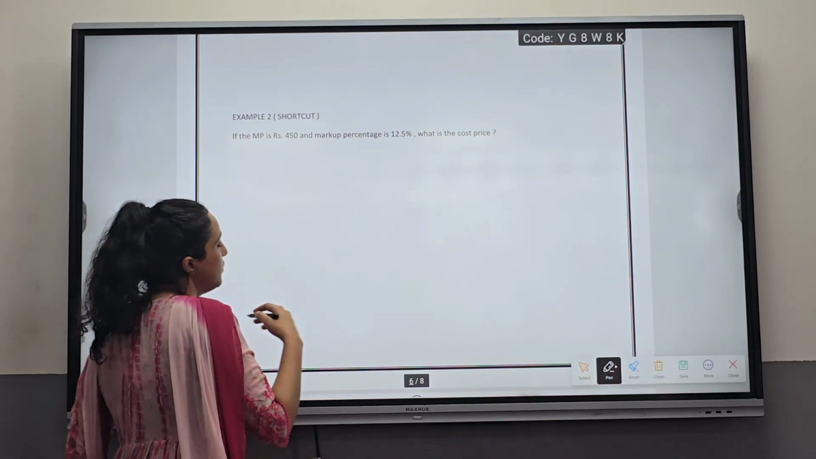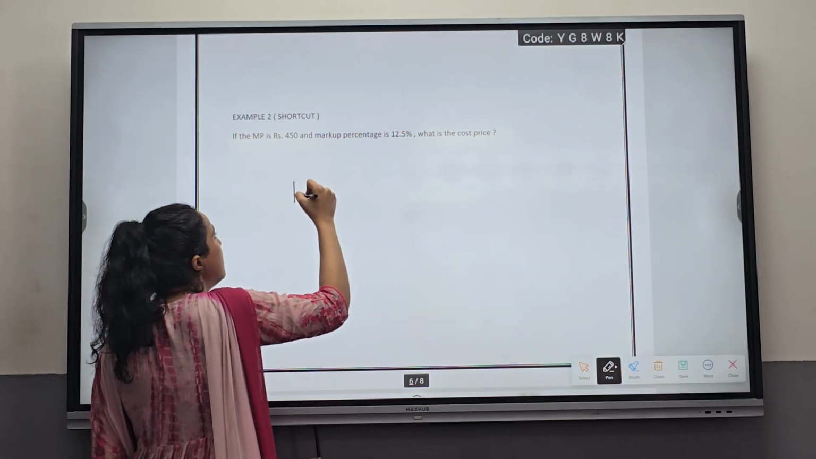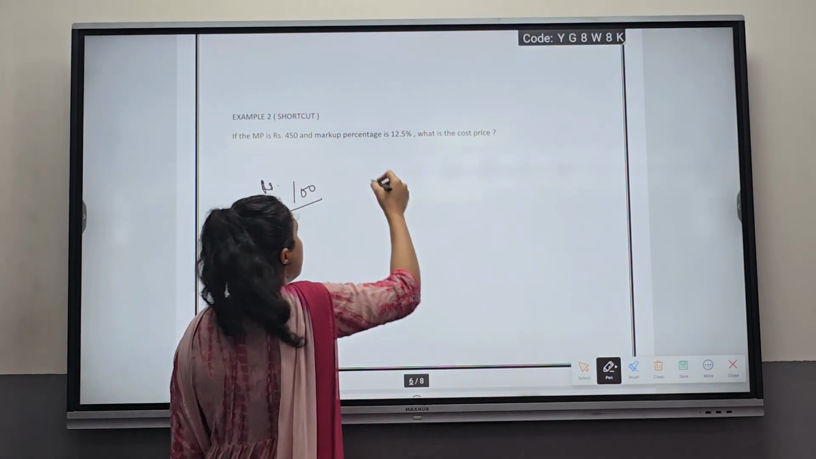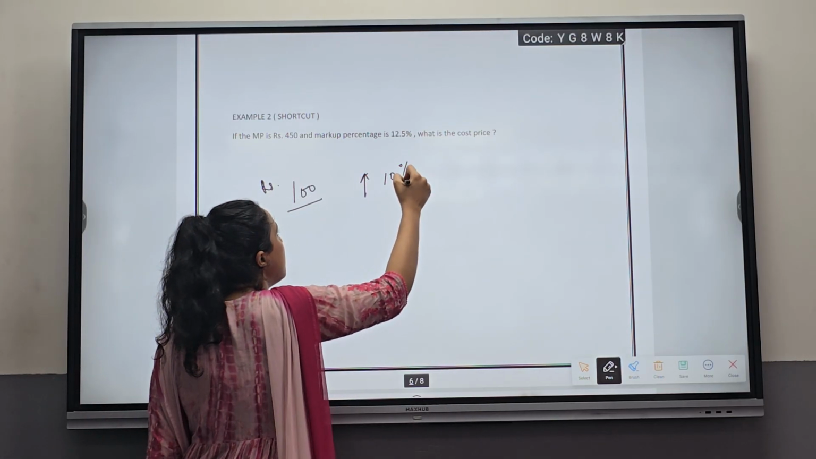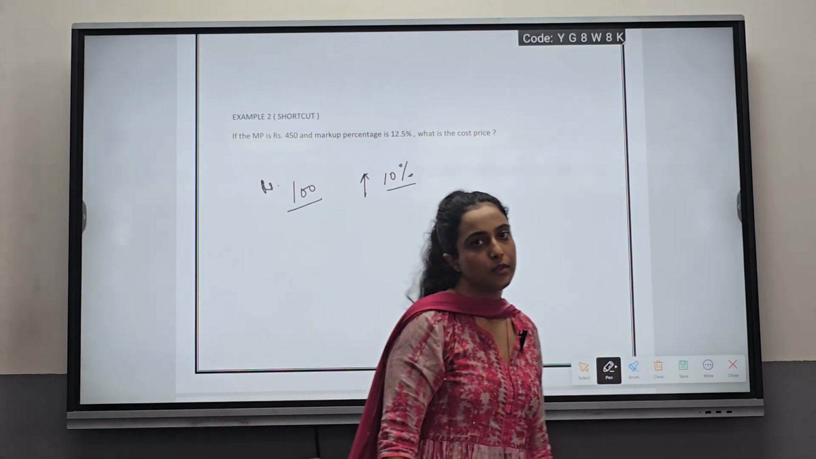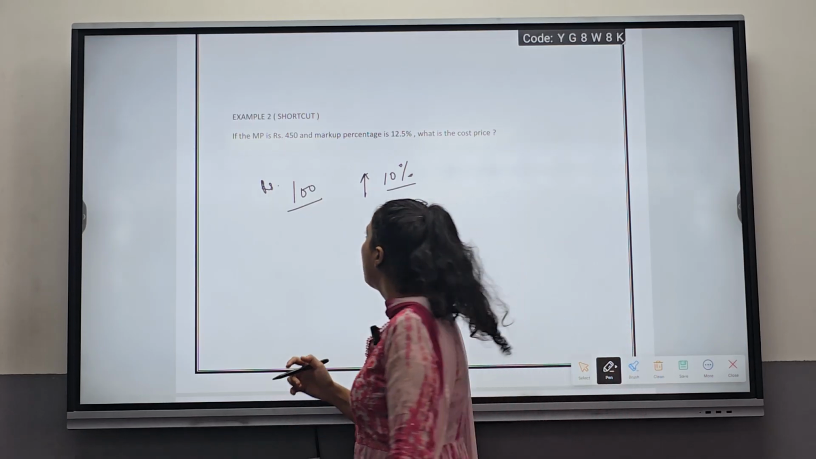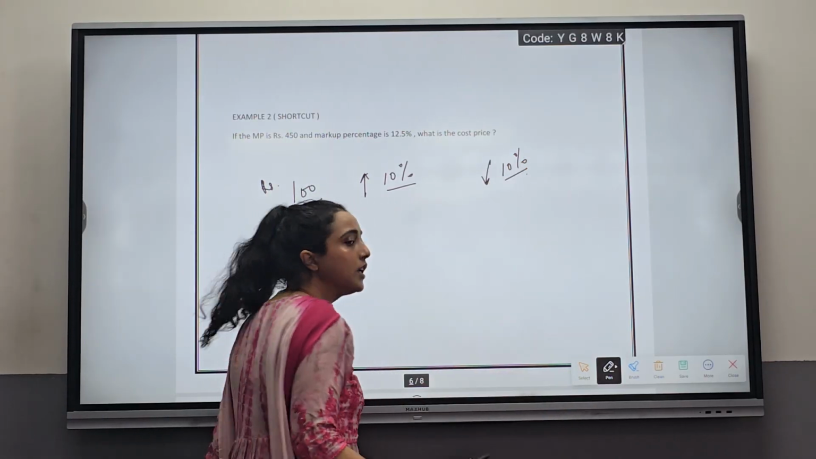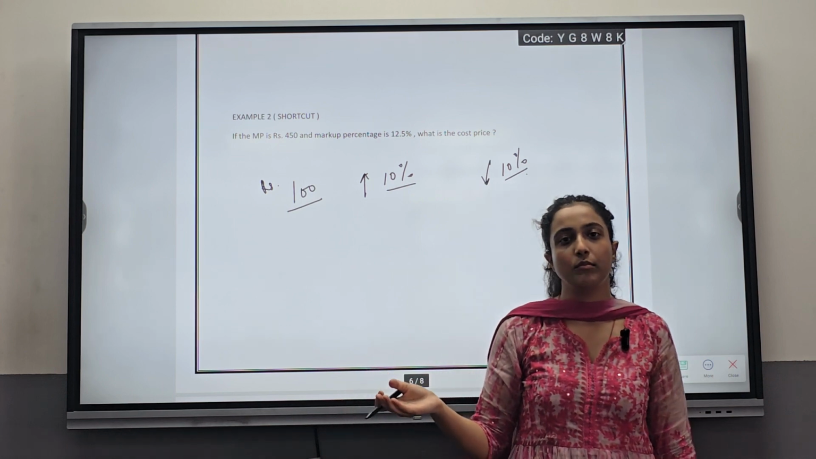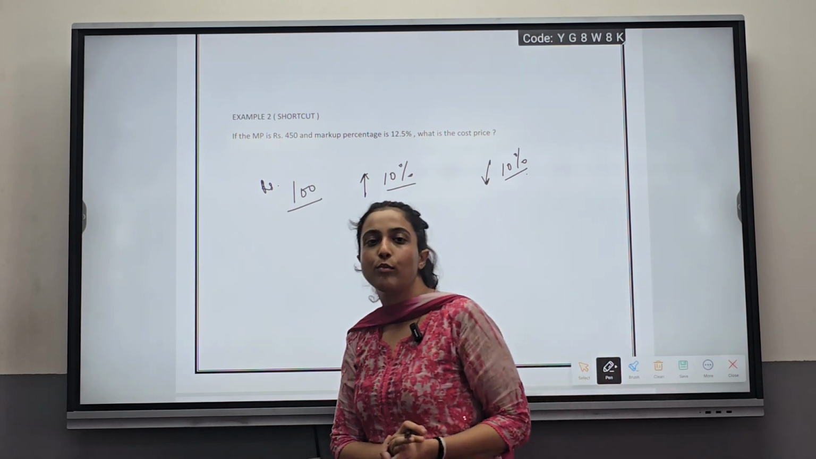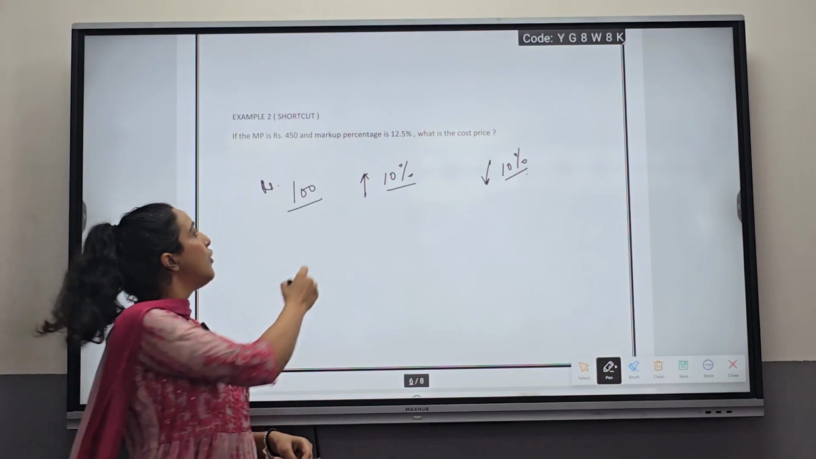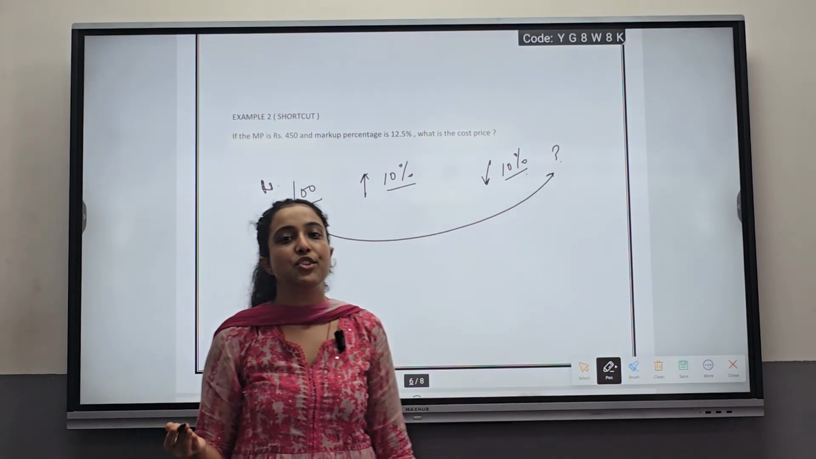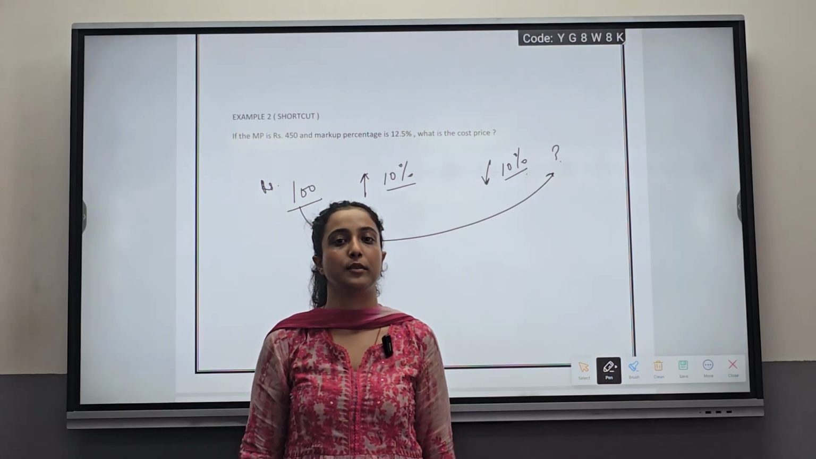So before that, let me ask you, if I say an item is for 100 rupees, and I am increasing its value by 10%, and then I decrease its value by 10%, what will be the final price of this item? Do you think there will be any change in the price of that item?